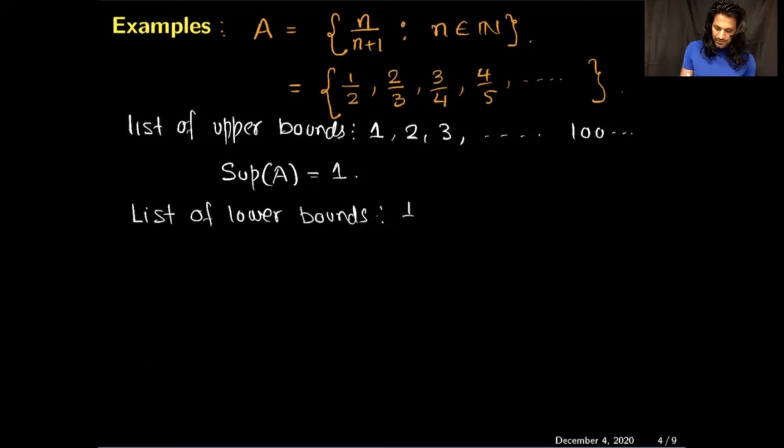The lower bounds are 1/2, 0, -1, and so on. Because 1/2 is the smallest element of the set, and any number which is smaller than 1/2 is also a lower bound. And since one half is the greatest lower bound, the largest among all the lower bounds, the inf of that set A is one half.